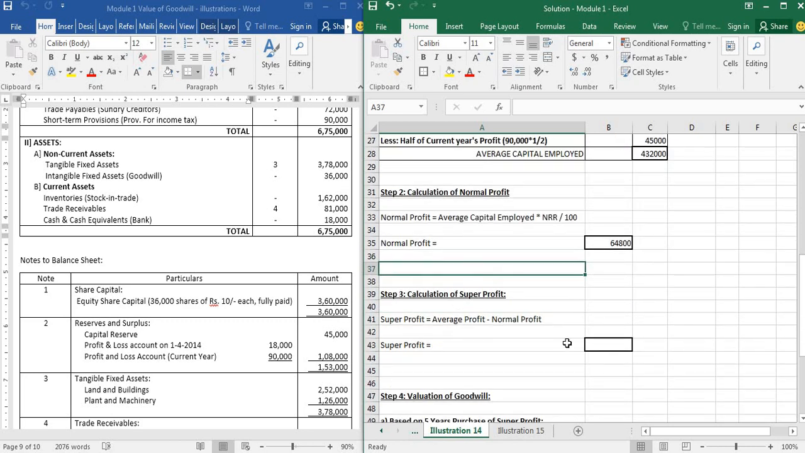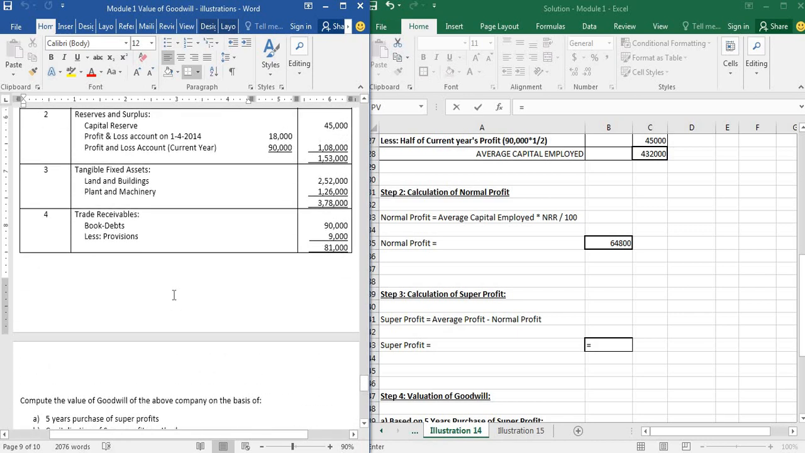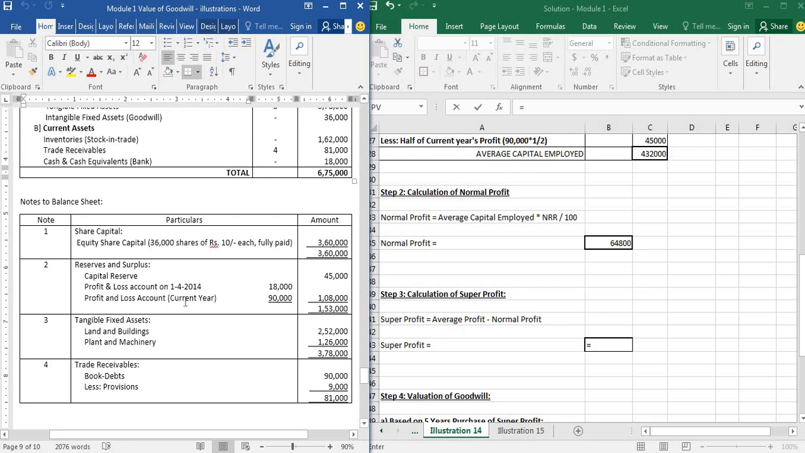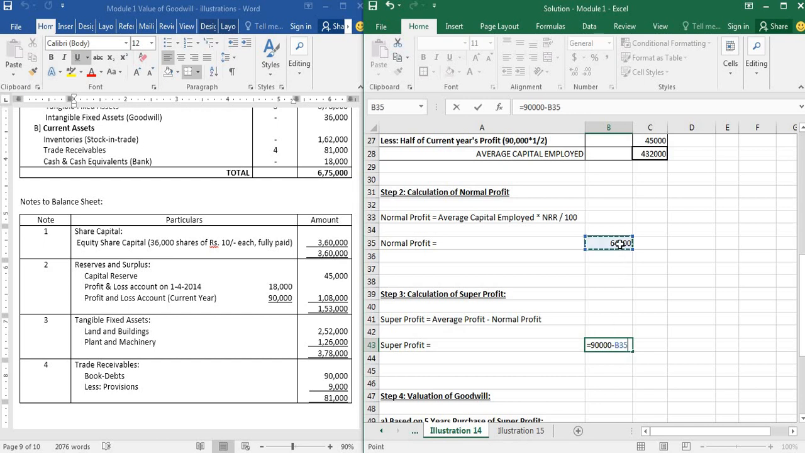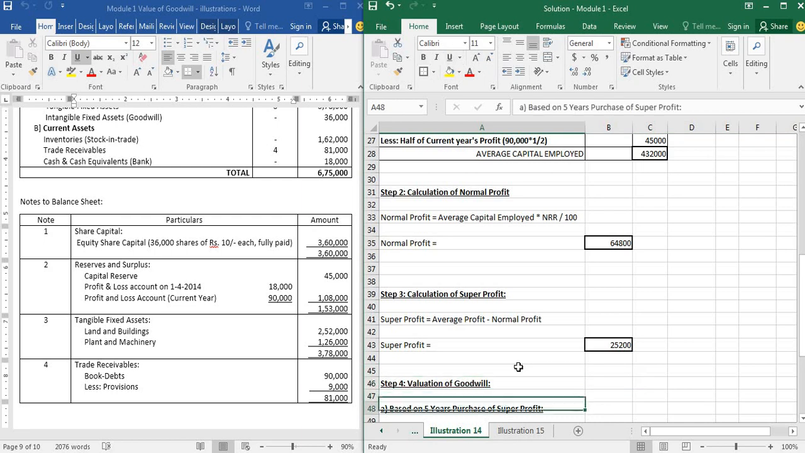Using this, we are now going to calculate super profit. In order to calculate super profit, we have to take average profit minus normal profit. See here, average profit in this illustration is not given anywhere. If average profit is not given, then we have to take profit of the current year minus normal profit. So what is the profit of the current year? It is 90,000. So 90,000 minus the normal profit, which is 64,800. It will give us the super profit. So the super profit for this particular illustration is 25,200 rupees.